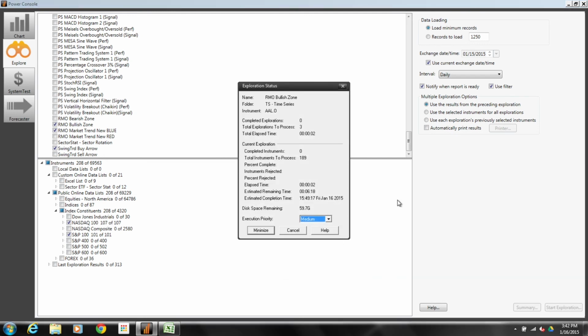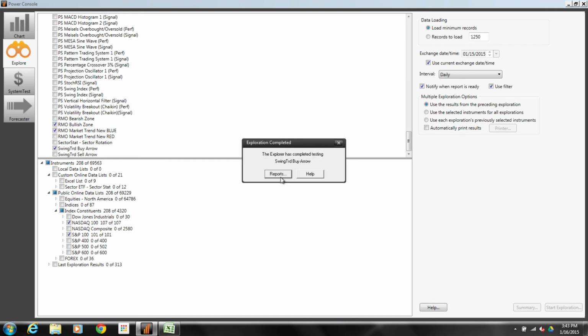So what it'll do is it'll look through that list of 189 and find ones that are above the 0 line. So let's let it go ahead and do that there. So it's rejecting about 38% of those. And then it takes that list of 60, 70 stocks and scans those, and then uses the list of 10, 15 stocks and scans those. So it moves down in order. So finally, our last one is the swing trade buy arrow.